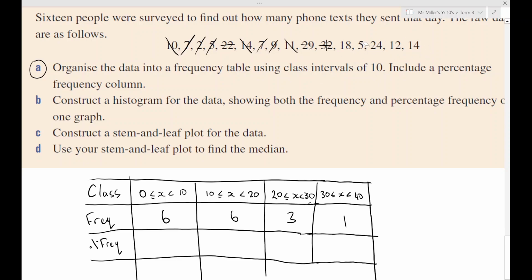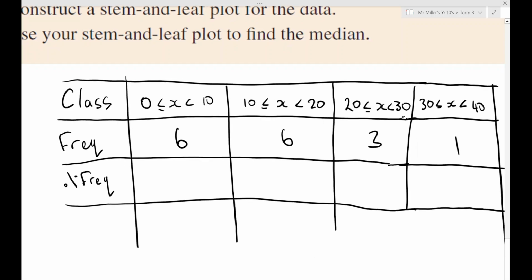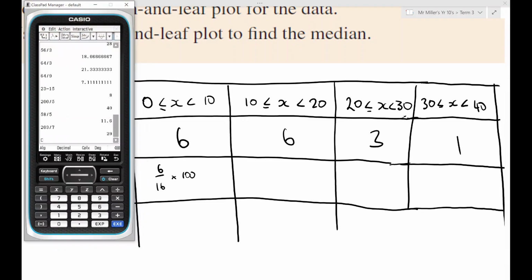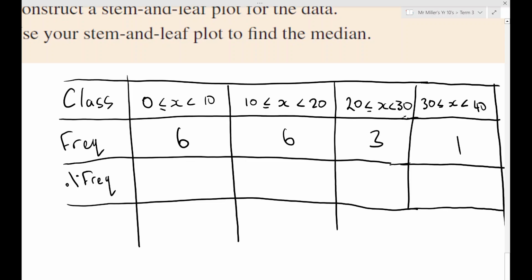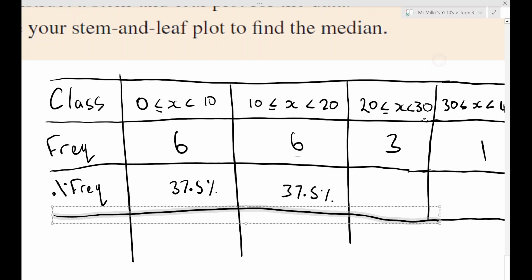If we wanted to find the percentage frequency, well, we can see that there's 16 people surveyed. So the percentage of people in this first class, 0 to 10, is going to be 6 out of the total 16 times 100. So 6 out of 16 times 100 is going to be 37.5. And the frequency is the same in the second class, so the percentage frequency is going to be the same. 37.5% of the data falls inside this first class. Another 37.5% of the data falls inside this second class.